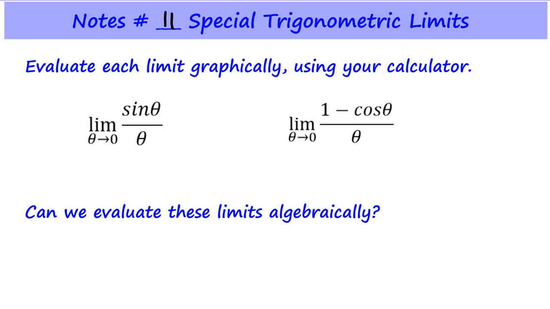So we have this one limit, the limit as theta goes to 0 of sine of theta over theta. And we have another one, it's kind of a spin-off. It's not as important as the first one. The limit as theta goes to 0 of 1 minus cosine theta over theta. And we're asked to evaluate the limits graphically using a calculator.